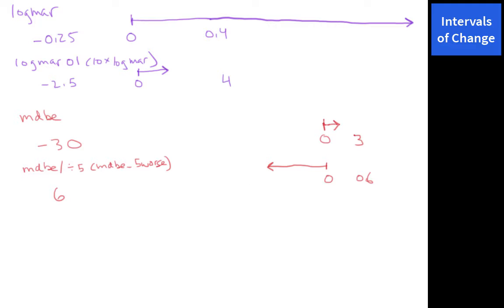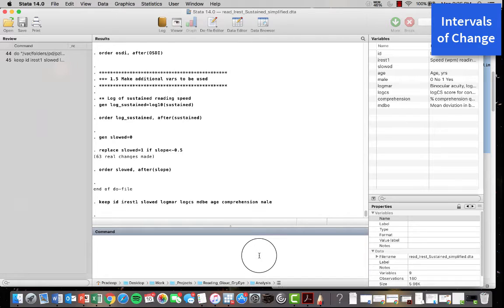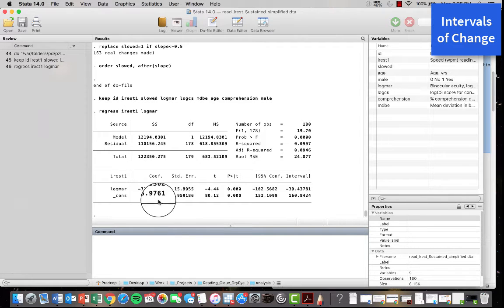Let's see how this actually works. So let's go to Stata, where I have a data set loaded up. IREST1 is the reading speed. Slowed means whether or not the reading slows down over time. That's a yes-no variable, and these are some of the predictors that we talked about earlier. If we look at how much people's reading changed with a 1 unit change in logMAR acuity, we see that there's a massive change. They read 71 words per minute slower with each 1 unit change, because this represents the entire dynamic range of visual acuity seen in the entire data set.